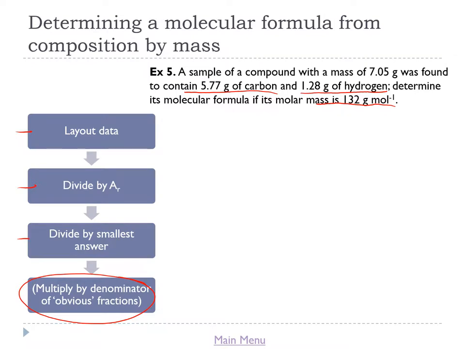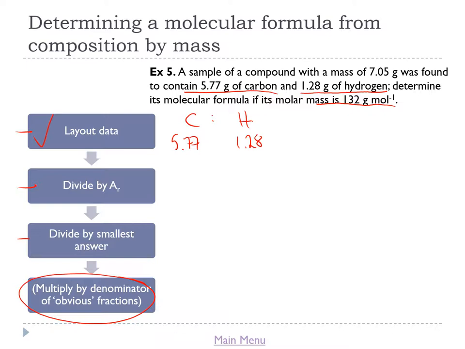Now, lay out the data first of all. So we're going to do it as a ratio, same as last time. So C to H, and then put the data from the question in. So for carbon, we've got 5.77 grams, and for hydrogen, we've got 1.28 grams. That is the first step done.